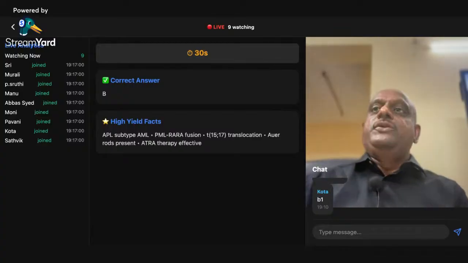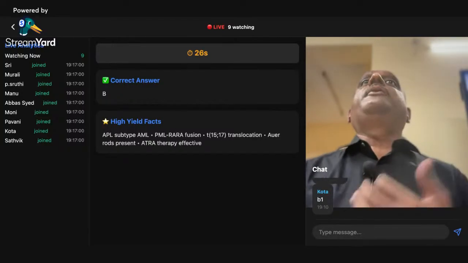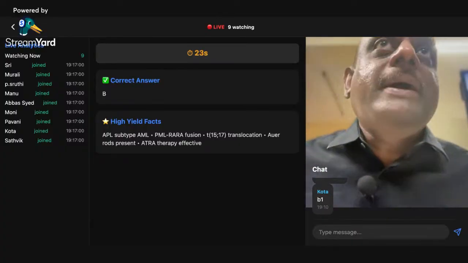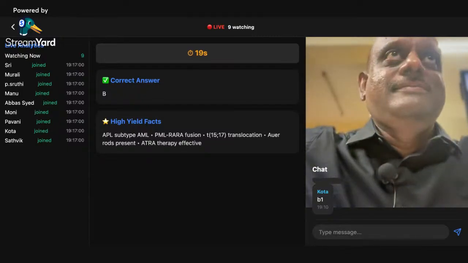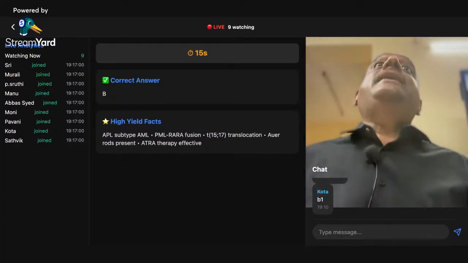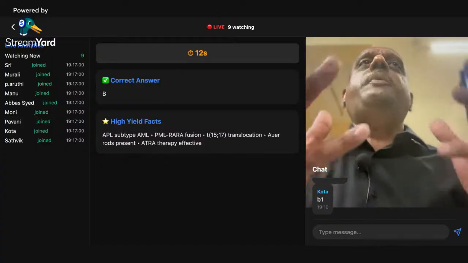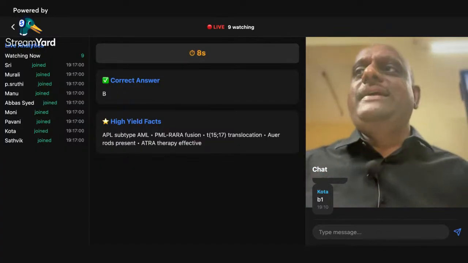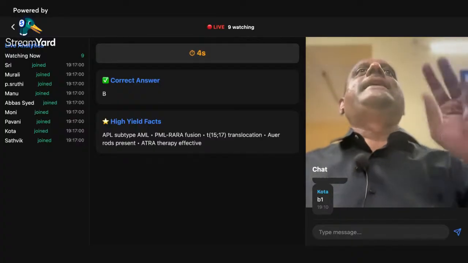T(15;17). So acute promyelocytic leukemia is a subtype of AML. Okay? And what needs to be remembered? It is the PML-RARA fusion. Second, ATRA, all-trans retinoic acid. A wonderful response comes in case of acute promyelocytic leukemia. 15-17 translocation to be remembered.